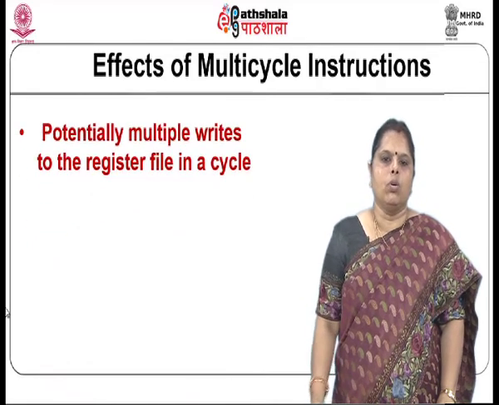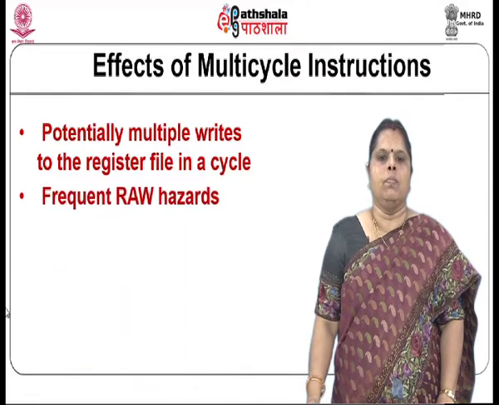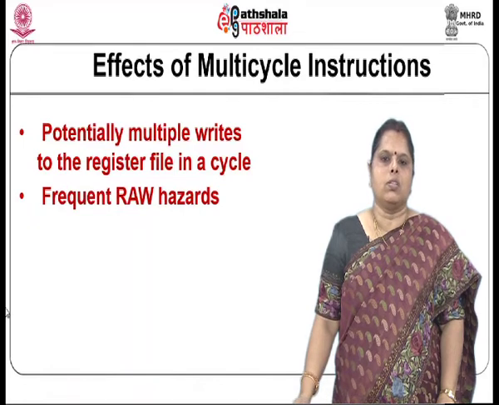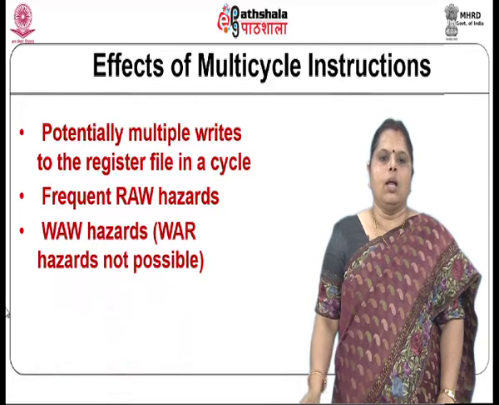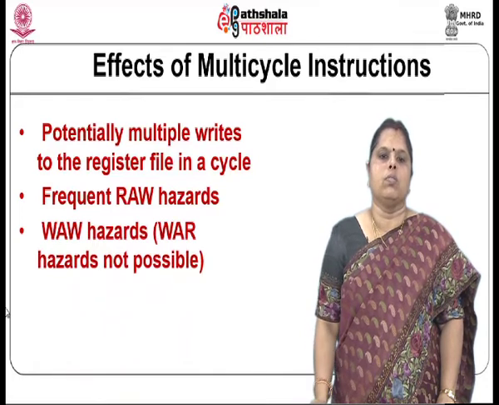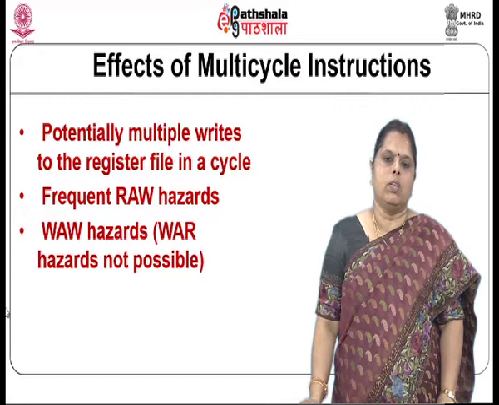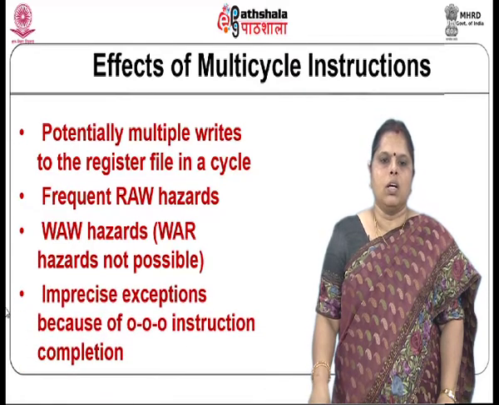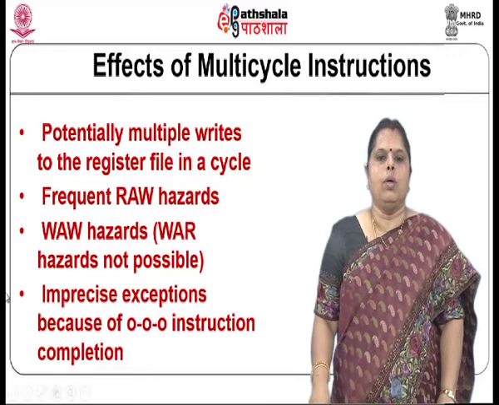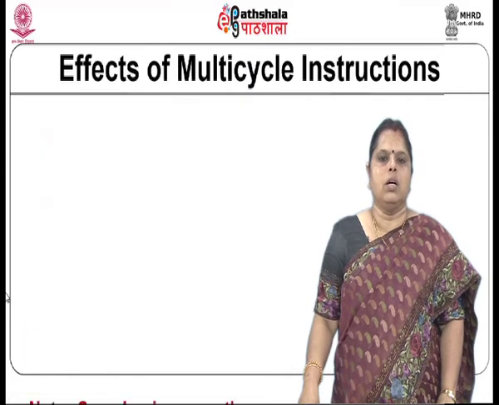One is because of the out of order completion, you might have multiple writes to the register file in a cycle. And because of more instructions available in the pipeline, they will lead to frequent RAW hazards. WAW hazards also come into picture because of the writes happening to different registers. WAR hazards, of course, are not possible because we always assume that reads happen in the initial part of the pipeline. So, we have WAW hazards, we have more RAW hazards, and we might land up in imprecise exceptions because of the out of order instruction completion.